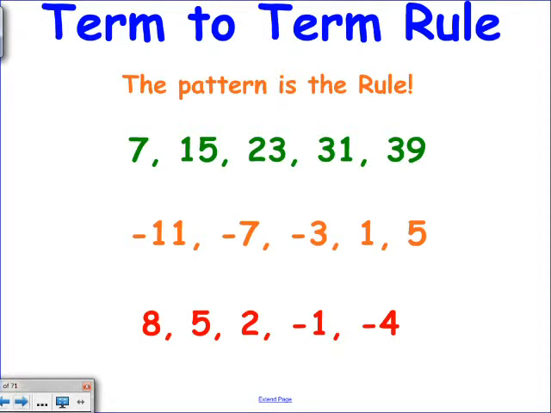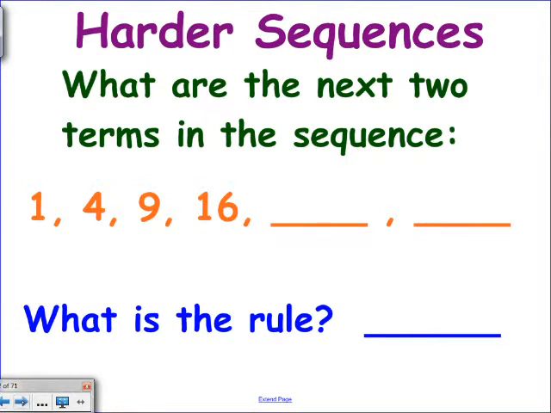Right. So those 3 examples we've just done, the pattern is the rule. So plus 8, plus 4, minus 3. Sometimes the sequence doesn't have to be linear. So the rule might be a different rule, which means the numbers don't go up or down by the same amount every time. So here I've got a sequence. 1, 4, 9, 16. What are the next 2 terms in that sequence? We've got 25. Chelsea's got 25. How did you get 25?